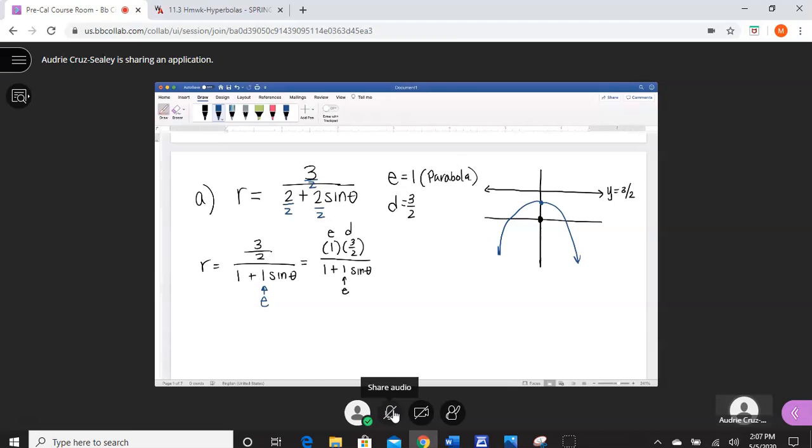If you look at the questions, it wants to know, where is your vertex? Where is your directrix? Now, we've already found the directrix. The directrix is at y equals 3/2. Where is your vertex? Where is this dot located? Wouldn't it be when you just divide it by 2? Mm-hmm, so it'd be 3/4. Sounds good to me. 3/4, comma, because it's a point, 0.